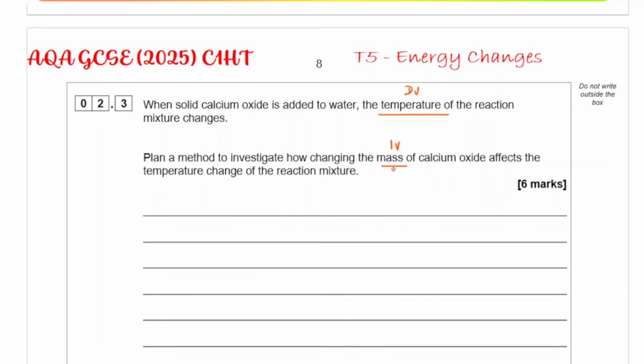You're going to be changing the mass, let's say 5 grams, 10, 15, 20, 25, 30. Now, the water needs to be the control variable. Let's say 150 ml. If you're going to measure the temperature, you would need a thermometer.